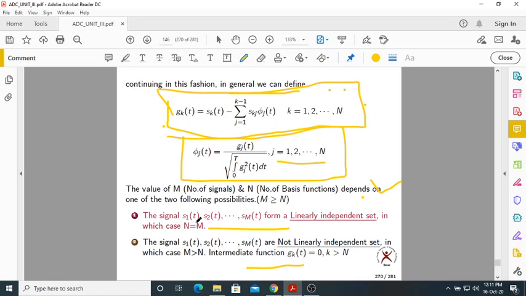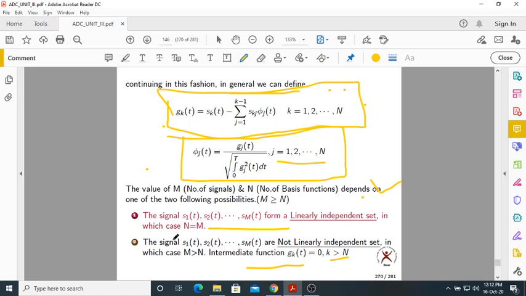So the signals S1 of t, S2 of t, and so on up to Sm of t are from a linearly independent set, in which case n equals m. So if the given set of m energy signals are linearly independent of each other, then m equals n. If they are not linearly independent, what do we do? In which case m will be more than n, so the intermediate function gk of t equals 0 for k greater than n.